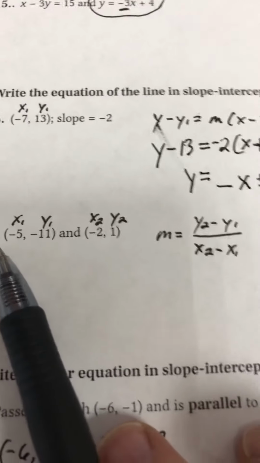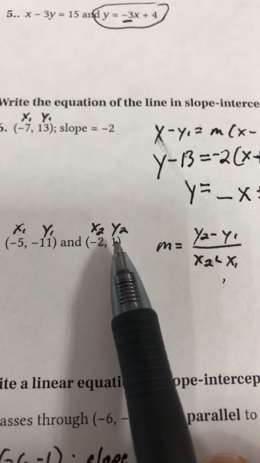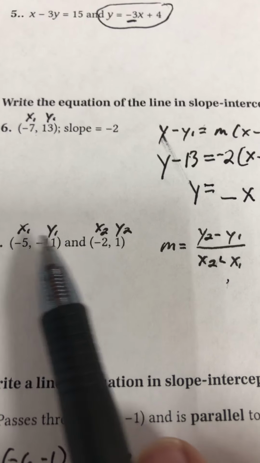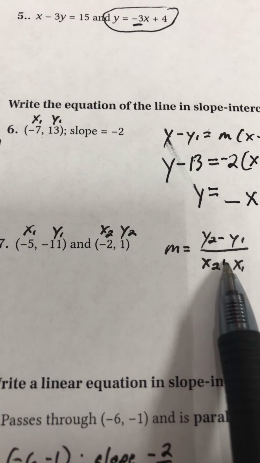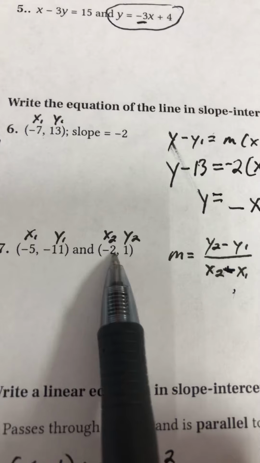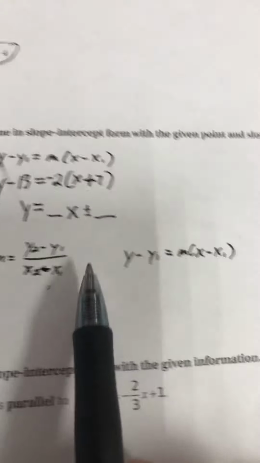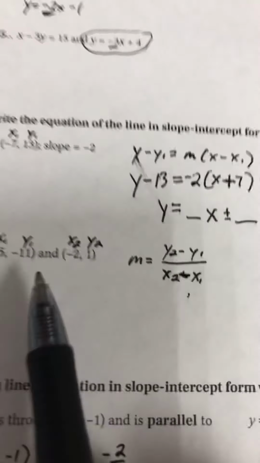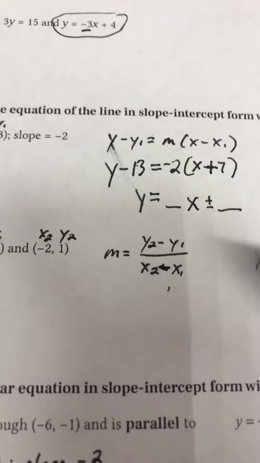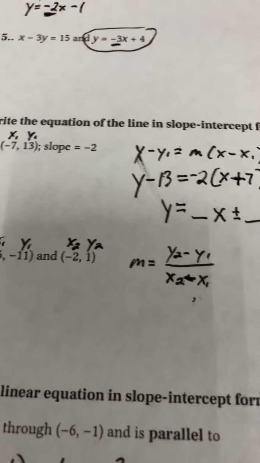For number 7, first of all, you have to figure out the slope. So take your y2 minus your y1, and that's going to be 1 plus 11 because you're subtracting a negative. And this is going to be negative 2 plus 5 because you're subtracting your x1. Okay, and then once you figure out your slope, go ahead and put that in here and pick any two sets of numbers. You'll get the same answer. I would pick these two right here, and that would be your point, just because negative 2 and 1 seems easier than negative 5 and negative 11.